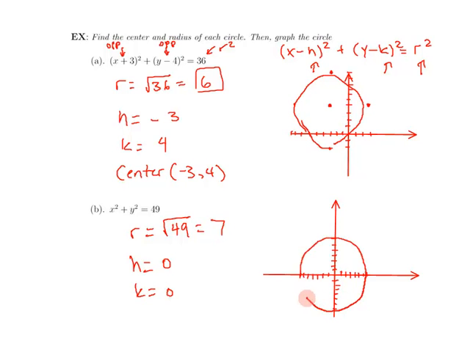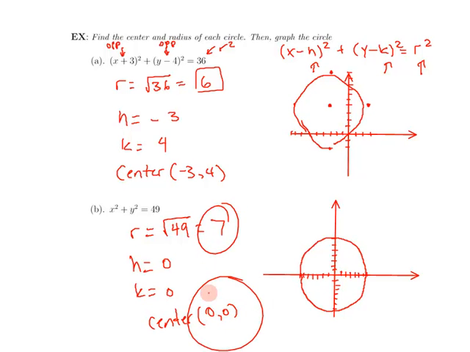I'm bad enough when it's on a chalkboard, but even worse when it's on this little graphing tablet. But there's your graph of the circle, and your center, of course, I didn't write it, but let's write it now. It's 0, 0. Your radius is 7.